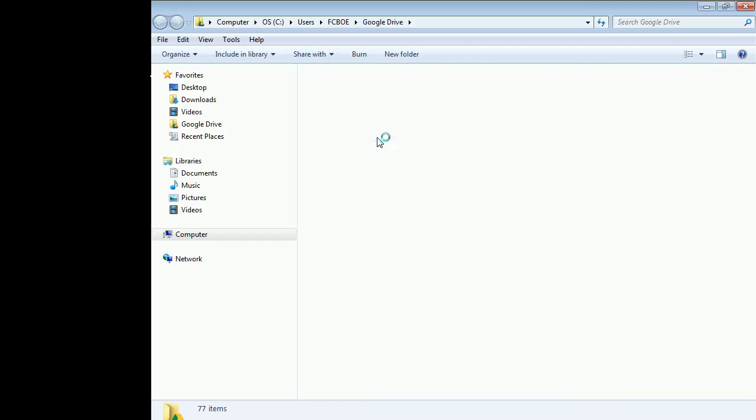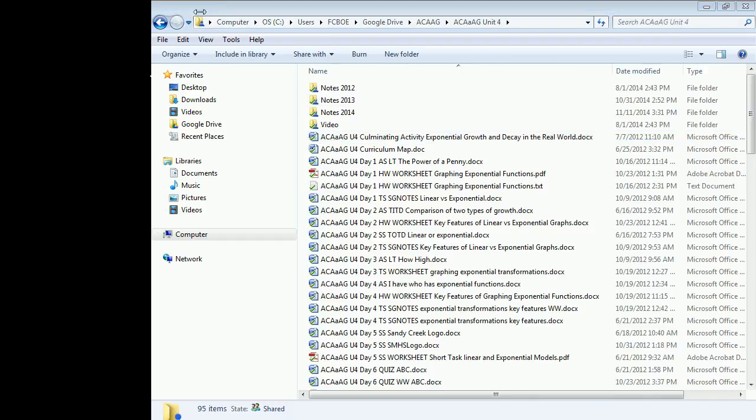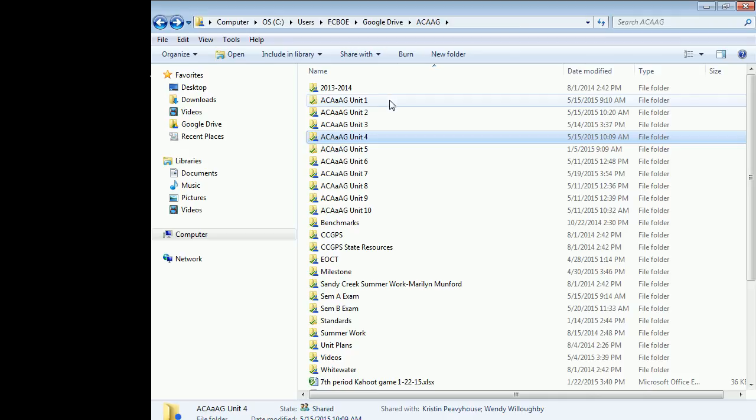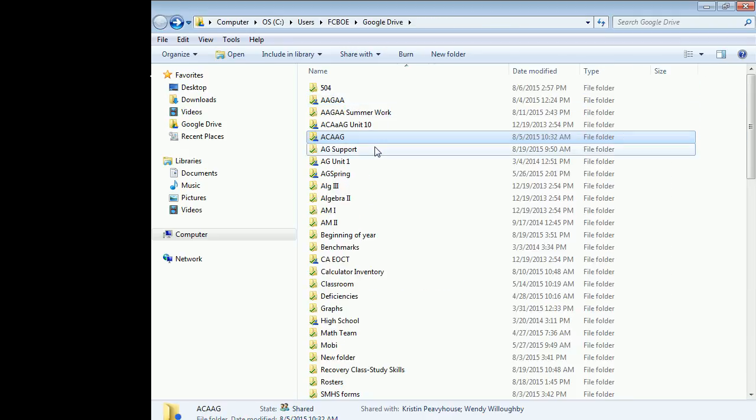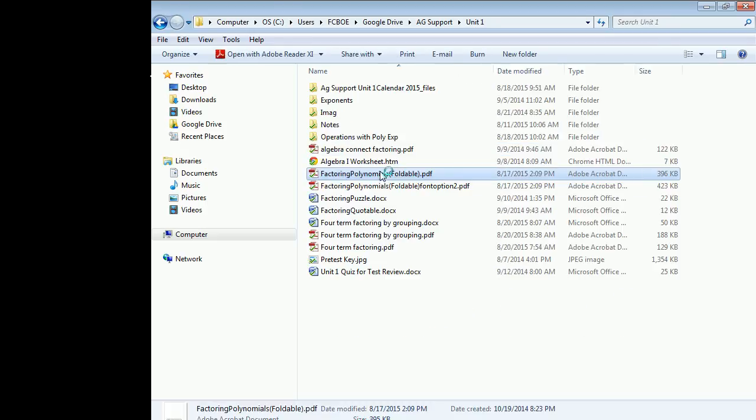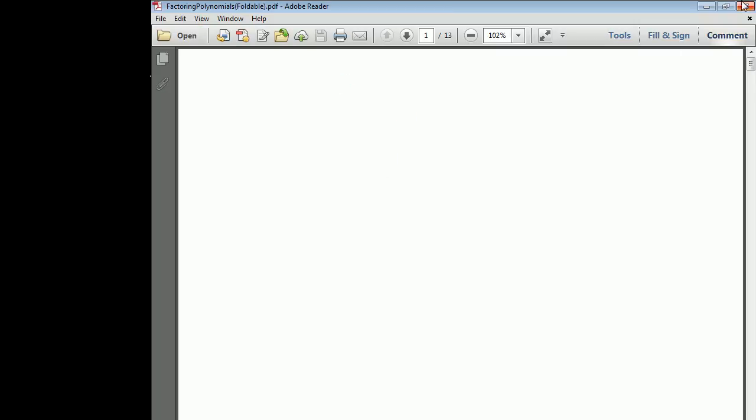Pull out your foldable. Miss Williams, what if you did all of them? Then you're ahead of the game. Okay, so I don't have to do it. That's always more work.